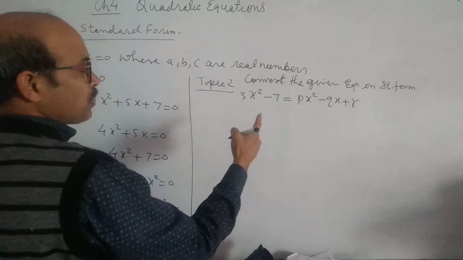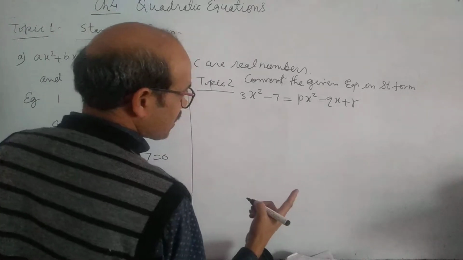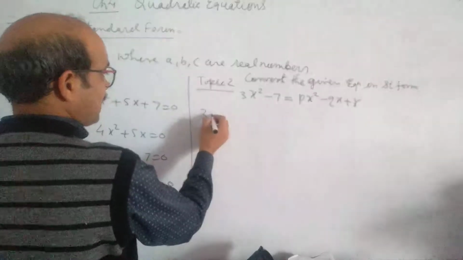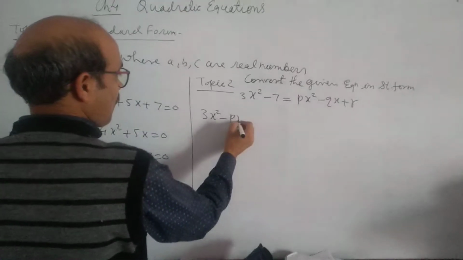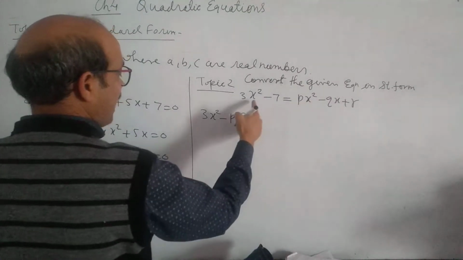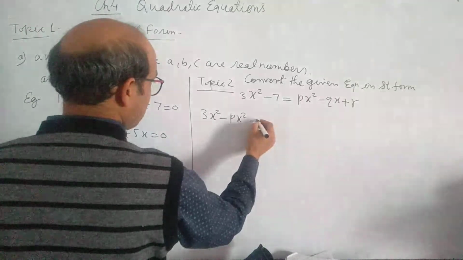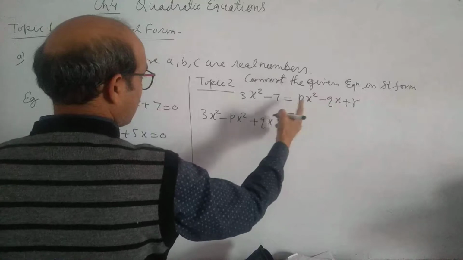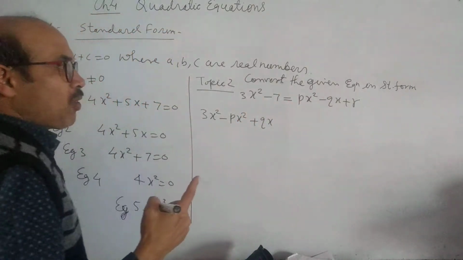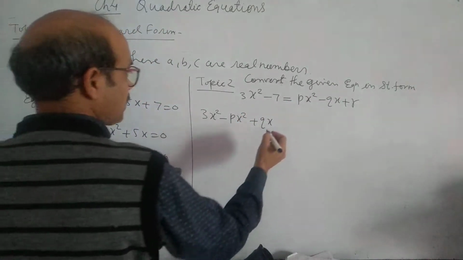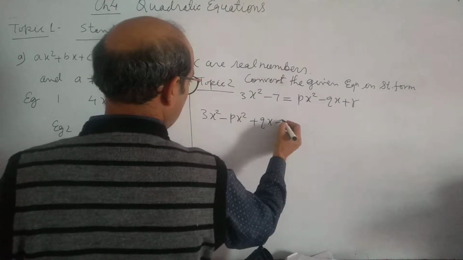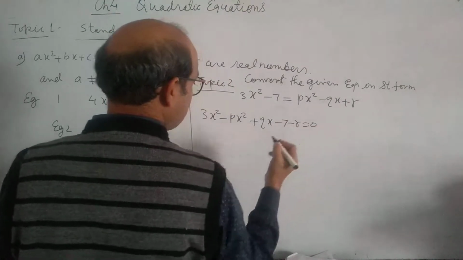So what you have to do, firstly, is transfer all the terms to the left hand side. The p x square and x square will be written together. Now there is only one term of x. Now these are the terms without x, meaning constant terms. So plus or minus 7 minus r you can write.